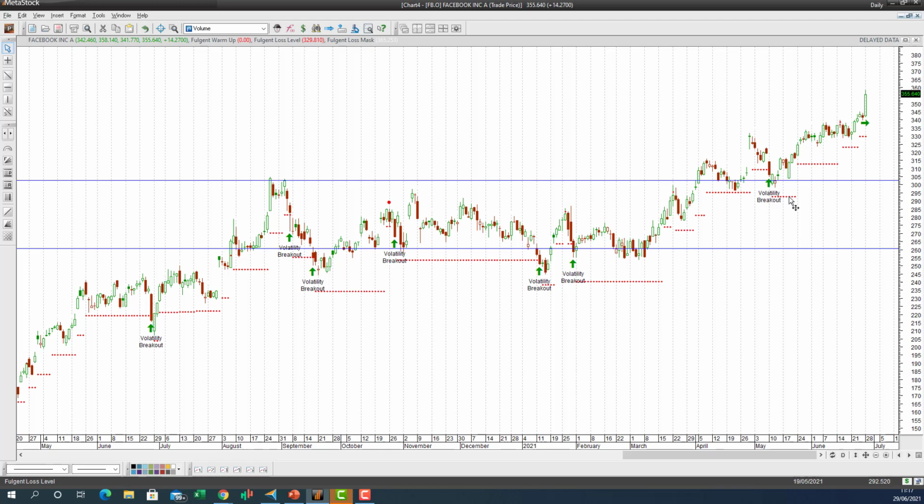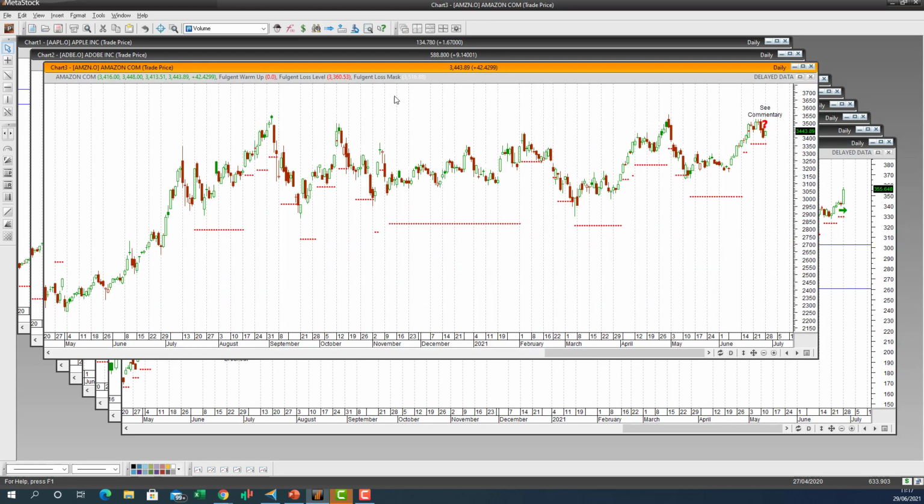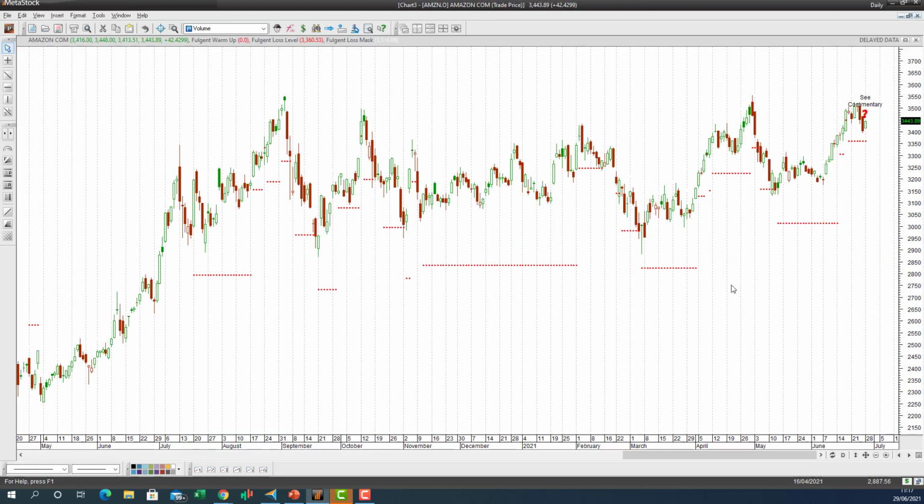Volatility breakout. Note the stop loss trailing at 292, trailing up to 312, trailing up to 323, and now the trailing stop there is at 329.81. That's the current trailing stop for this phenomenal performance from Facebook, all using artificial intelligence. The last one we're looking at is Adobe, Amazon and Adobe. Amazon also moving very well.